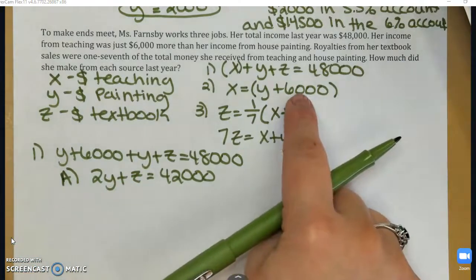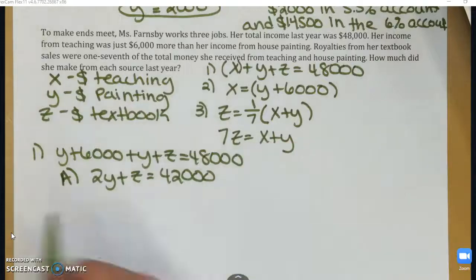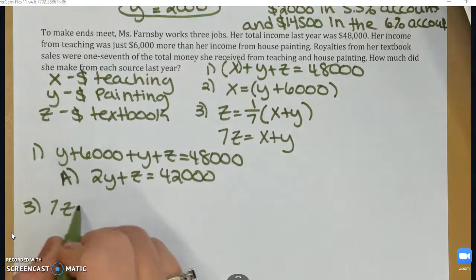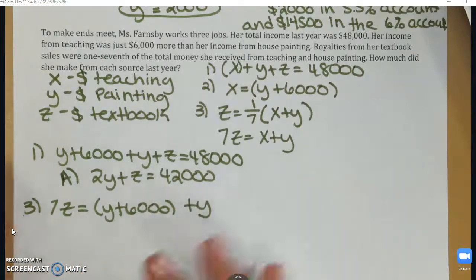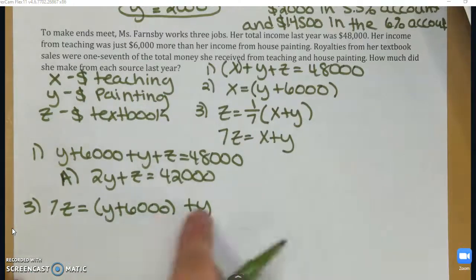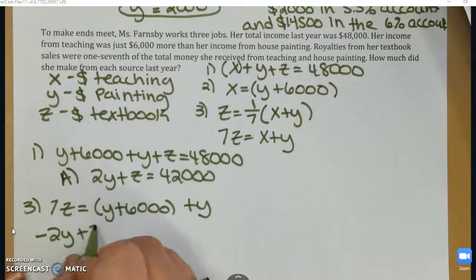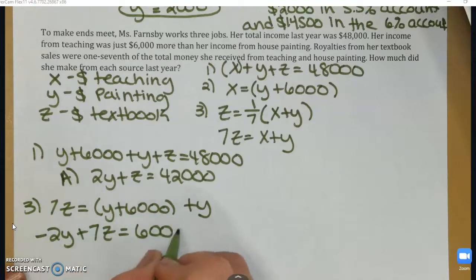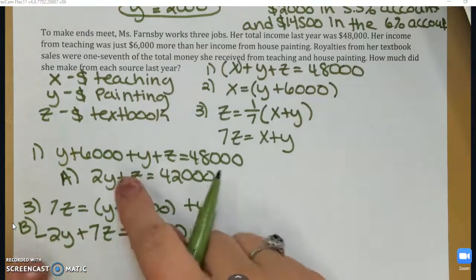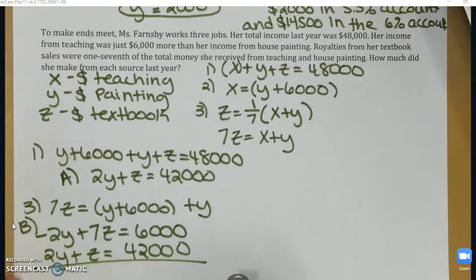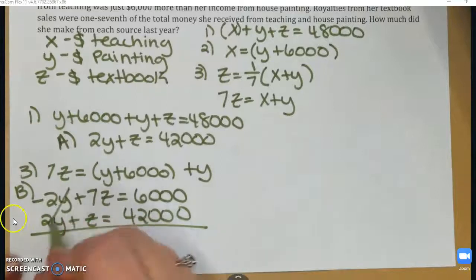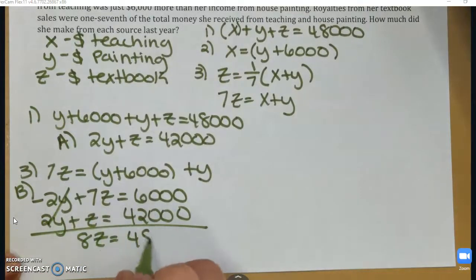Now I'm going to substitute this again into my changed equation 3. So 7Z is equal to Y plus 6,000 plus Y. I'm going to rearrange this so all my variables are on one side. That's going to give me 2Y, I'm going to move it over: 2Y plus 7Z equals 6,000. And there's equation B. Now my Y's are going to cancel between equation A and equation B without me doing any kind of manipulation. So I'm going to go ahead and just combine them as is. So I'm going to get that 8Z is equal to 48,000, which means that Z is 6,000.